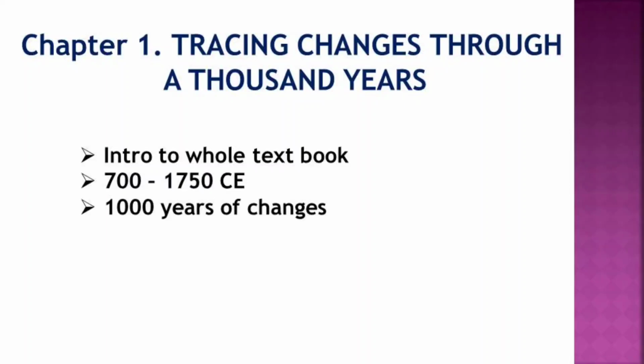We will be studying the happenings, the events that happened from the years 700 to 1750, Common Era. CE is Common Era. Common Era means AD. We are living in 2021 Common Era. So we will be studying the happenings in between the years 700 and 1750 Common Era. That means about 1000 years. 1000 years is a lot of time to change. Within 1000 years, there will be many changes, isn't it? So we will be studying about all these changes that happened in these 1000 years in this textbook.